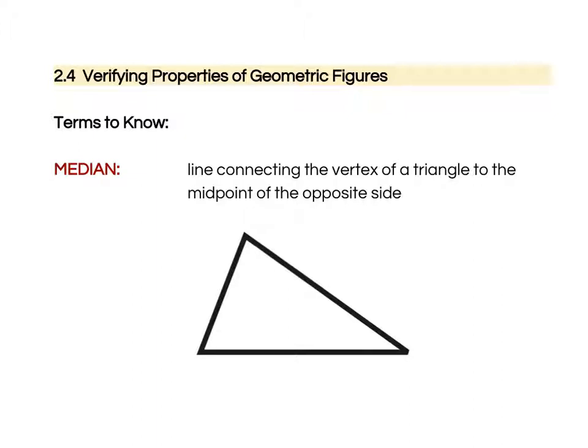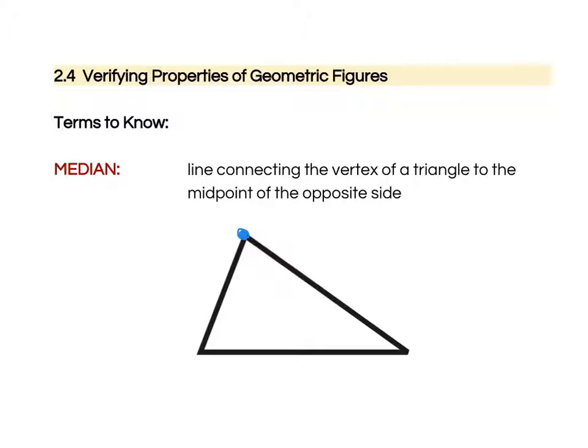So the first one is one that we've seen already, but I'd like to reiterate it just to see if you can recall what it means. So the median is the line connecting the vertex of a triangle. And the term vertex just means corner. So a triangle has 3 vertices, 1, 2, and 3. And so if we're talking about the line that connects the vertex of a triangle to the midpoint of an opposite side, let's just say, for instance, that I were considering this vertex right here.